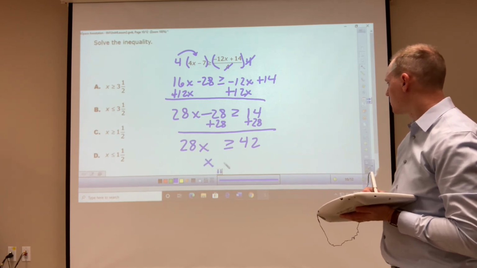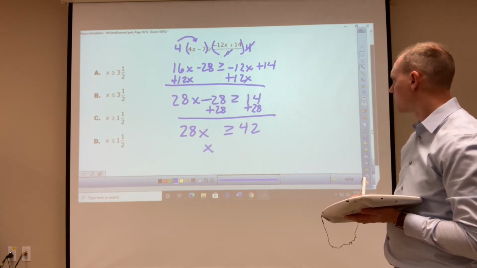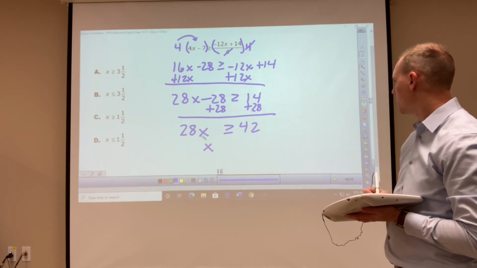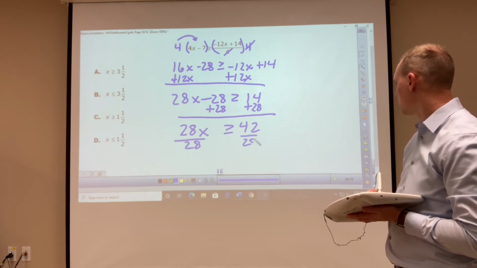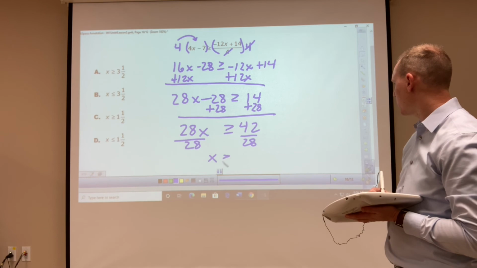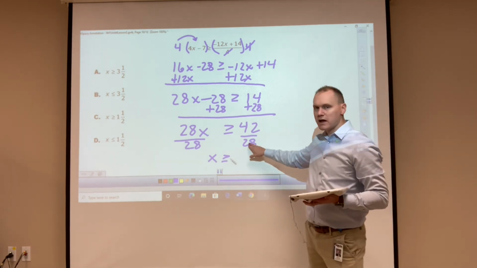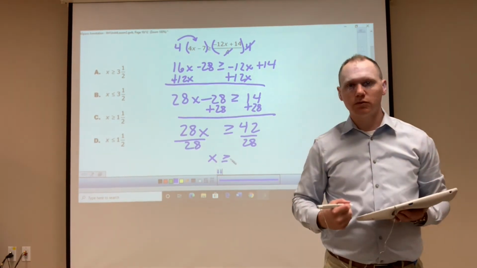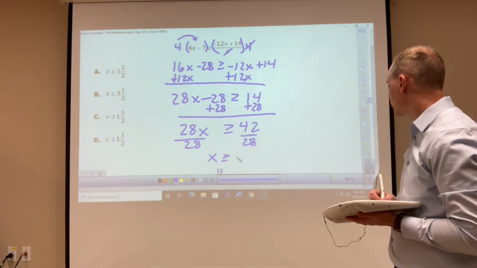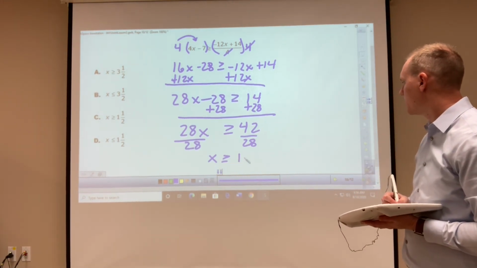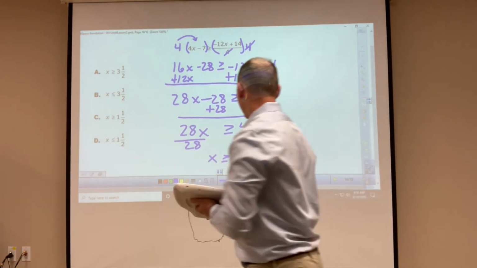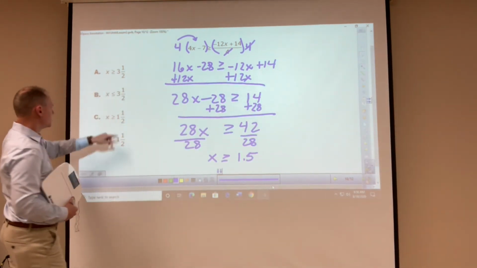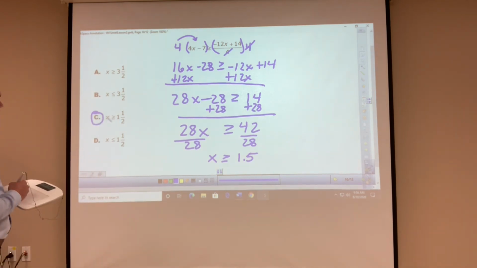All right, and then we're going to divide here. We're going to divide by 28 on both sides. So x is greater than or equal to, notice we're not dividing by a negative number, so we don't have to worry about switching the sign there. That's going to be 1.5. So x is greater than or equal to 1.5, which would be C.